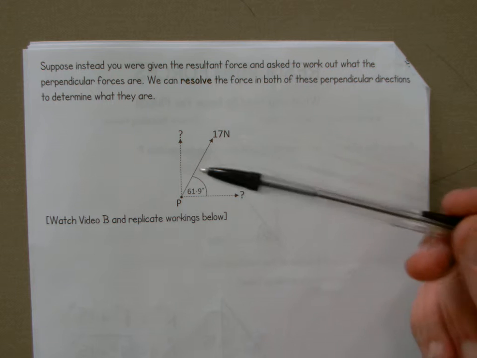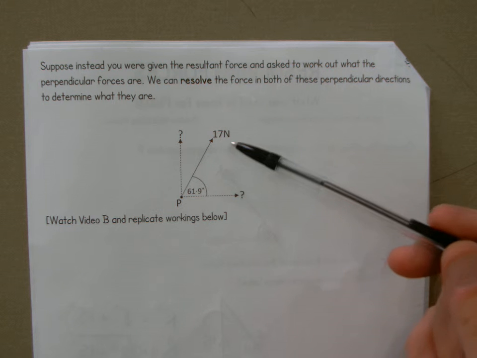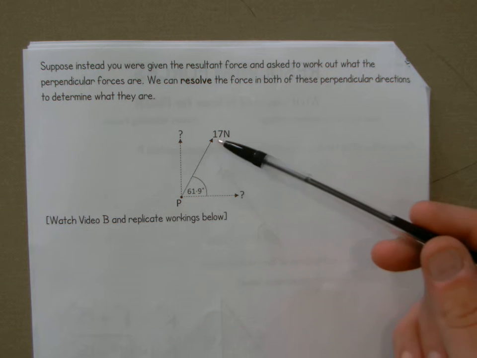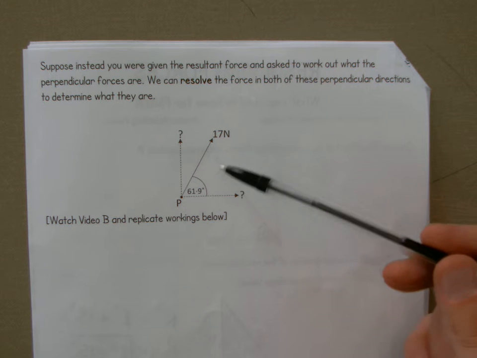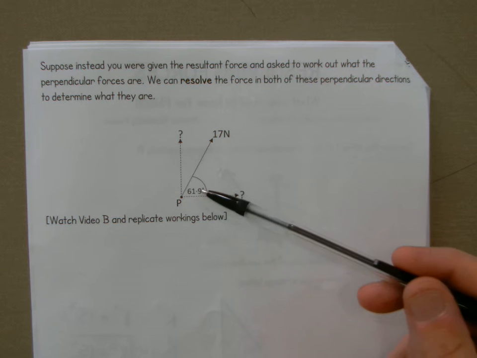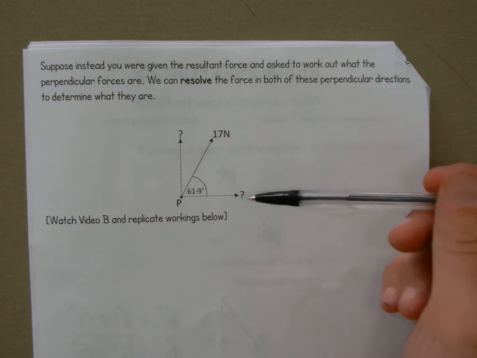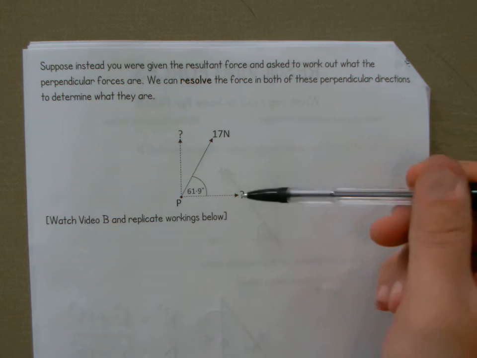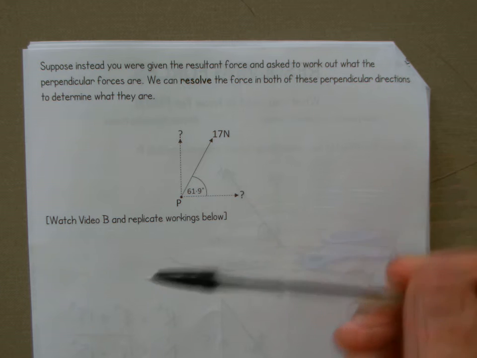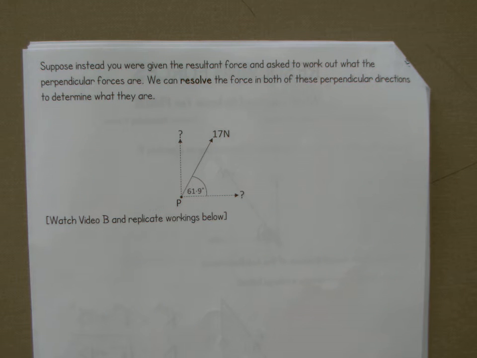So suppose instead you were given the resultant force, which was 17 newtons from video A, and the angle 61.9, which we rounded to one decimal place, and they ask you to actually work out these perpendicular forces. In other words, to get out the 8 and the 15. Is it possible to actually do that, to work backwards?